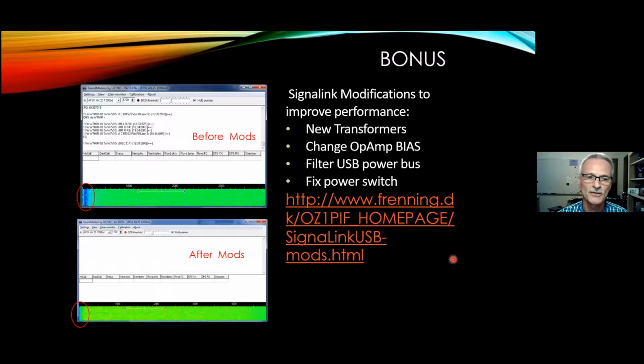If you do have that SIGNALINK and it's one of the old ones, this is what mine looked like before I did modifications to it. You can see down here at the low end of the audio spectrum, it was pretty darn ugly. After doing some work on it, I put new transformers in mine. By the way, I've ultimately taken them out altogether, but I did put new transformers in there, changed the op-amp bias control, put some filtering on the USB power bus, and made the power switch actually turn the power off to the device, which it does not do from the factory. And after those mods, you can see it actually cleaned up the low end frequency response quite a bit.